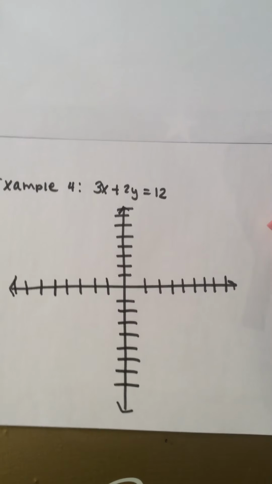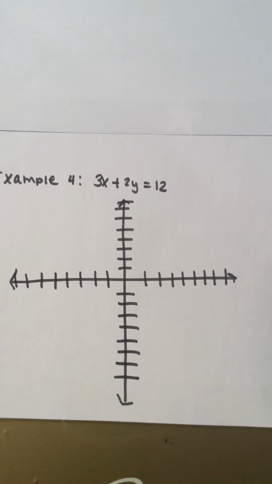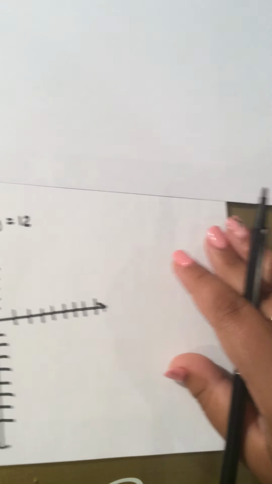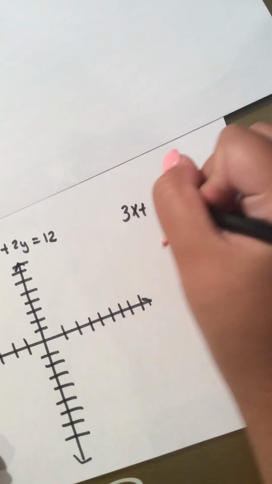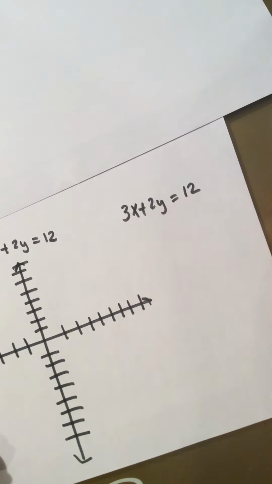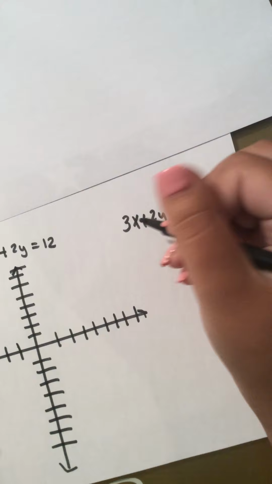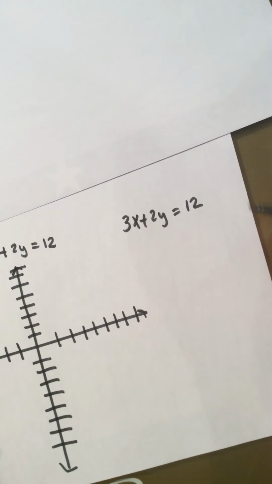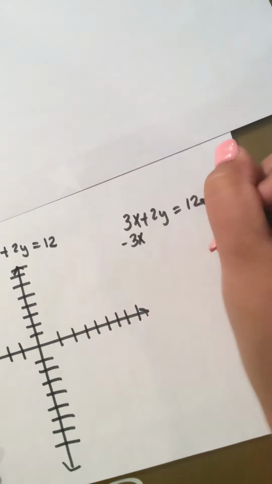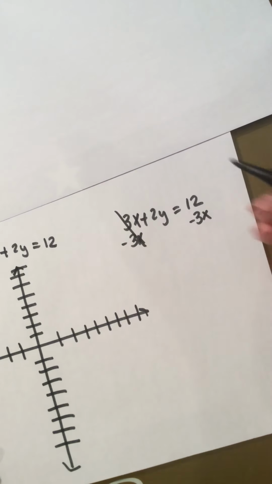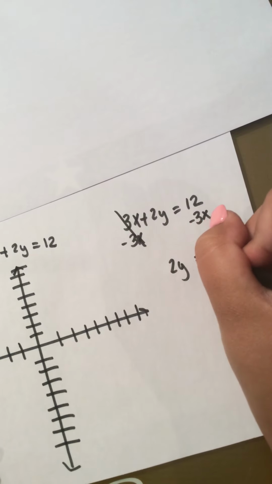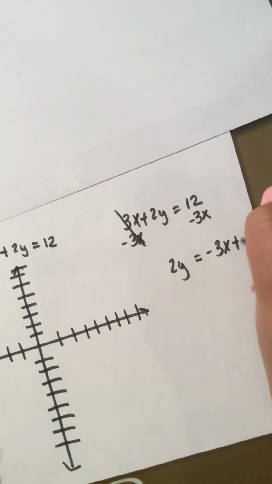So let's do our last example. And this one's a little bit different because if you look, it's 3x plus 2y equals 12. Well, this is not in y equals mx plus b form, which is what I want. So let's go to the side here and I'm going to rewrite it. And let's solve for y. So I'm going to move that 3x, and 3x is positive, so I'm going to subtract 3x on both sides. Right here, 3x minus 3x, gone. Cancels out. So I'm left with 2y equals negative 3x plus 12.